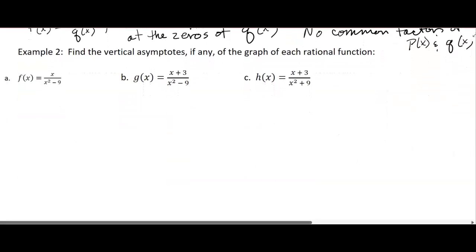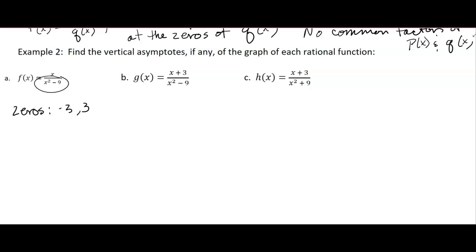Okay. So it says find vertical asymptotes, if any. You don't have to have vertical asymptotes of the graph of each rational function. So you look at the denominator. You say, what can x be? What are the zeros? Let's say it this way. The zeros are -3 and 3. So you have vertical asymptotes at -3 and 3. We would write that as x equals -3. That's one, because it's a vertical line. That's one vertical asymptote. And x equals 3. Those are the two. In this case, you get two vertical asymptotes. You can have lots of vertical asymptotes, or you might not have any.